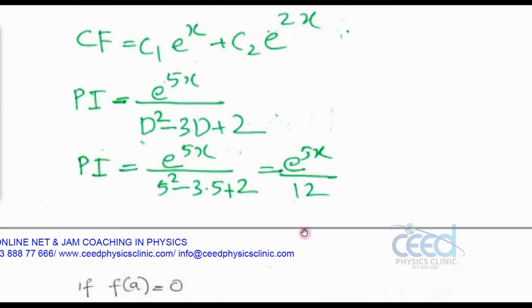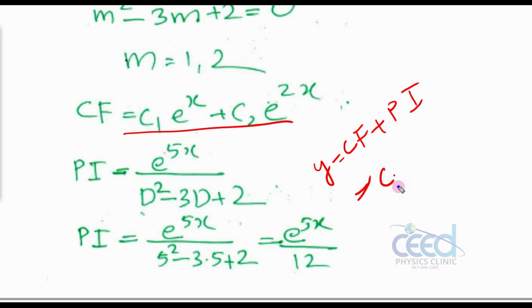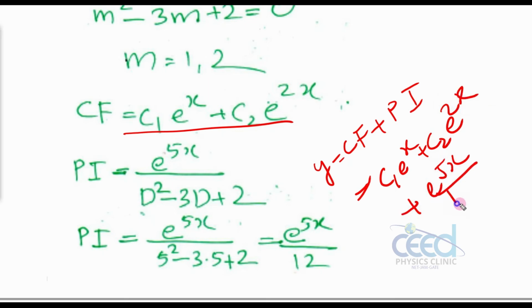So our complete solution, I can write, that is y is equal to CF plus particular integral. What is CF? That is c1 e raised to x plus c2 e raised to 2x plus e raised to 5x by 12. So this is our complete y value.